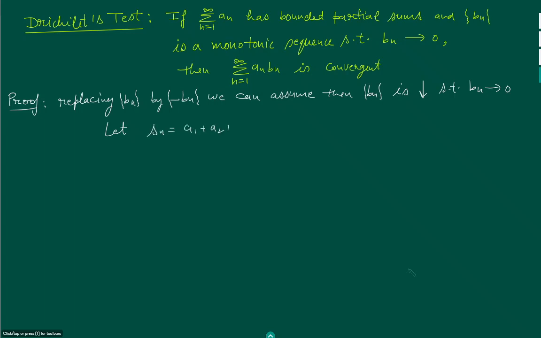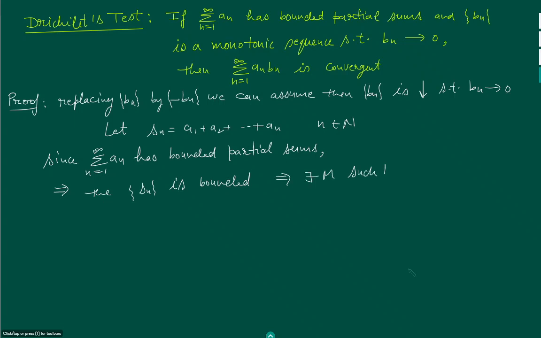So let Sn be equal to a1 plus a2 plus a3 and so on, the nth partial sum of the given series. Since it is given that the given series has bounded partial sums, the sequence Sn is a bounded sequence. So the sequence Sn is a bounded sequence, and that means there exists a real number capital M so that mod of Sn is less than or equal to M for all n.